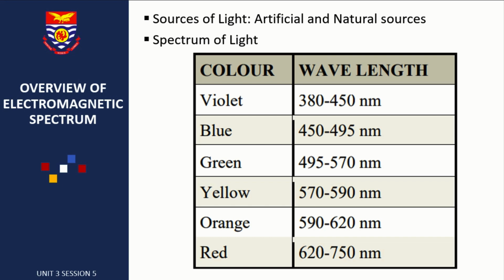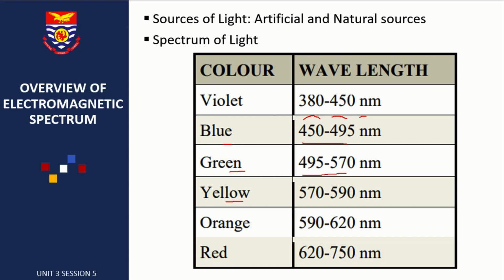I told you in the previous slide that a spectrum can be characterized with either the wavelength, the energy, or the frequency. When we disperse white light into different colors, we can classify each of them into a particular wavelength. Here, violet has a wavelength from 380 to 450 nanometers. Blue is from 450 to 495 nanometers. Green is 495 to 570 nanometers.